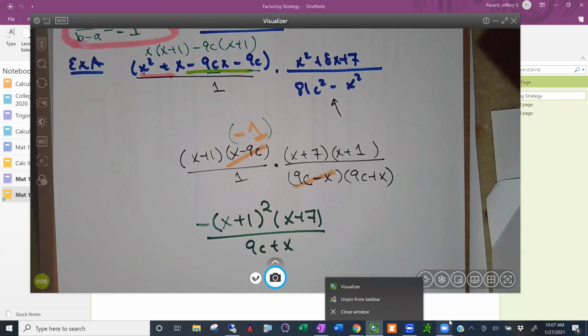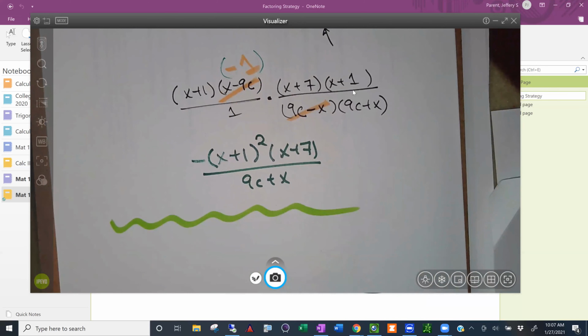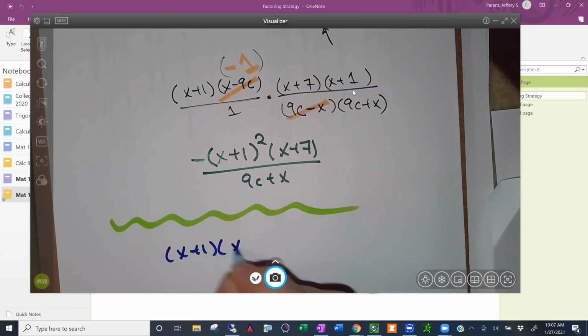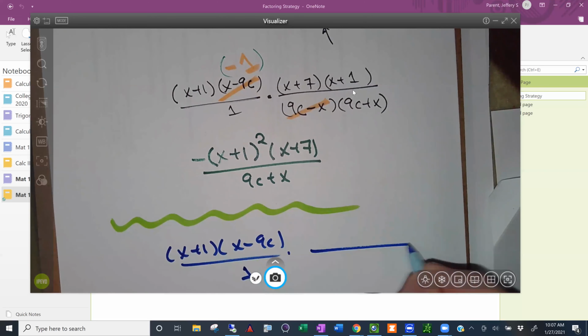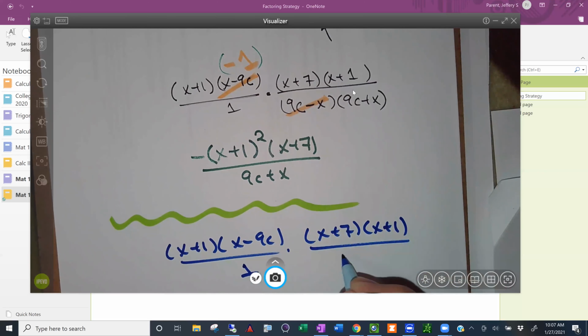Now, the negative does cause some issues for people. So let me show you a different way to handle that negative if you're not comfortable with that kind of cancellation. So kind of sticking with the same problem here. If I had X plus 1 times X minus 9C over 1. So this is all the same. I'm just going to do it differently this time. Let's see, 9C minus X and 9C plus X.